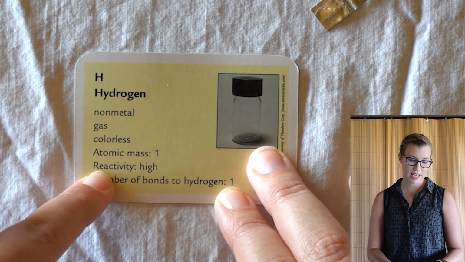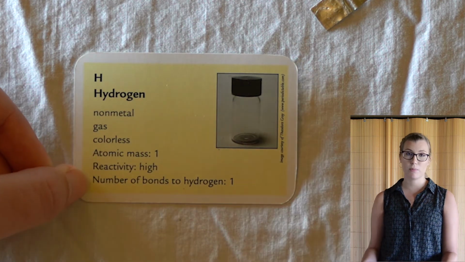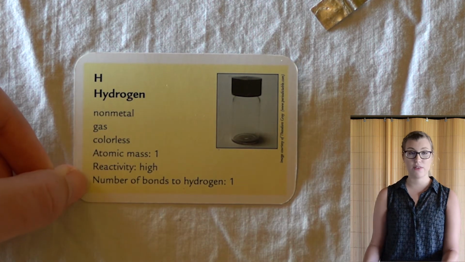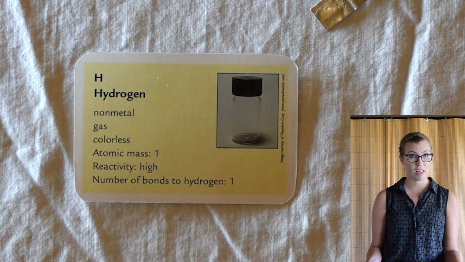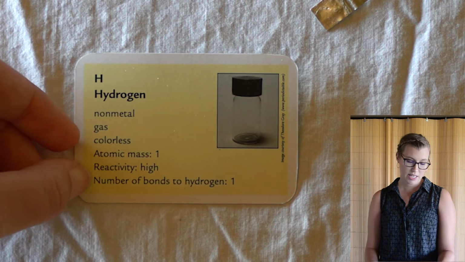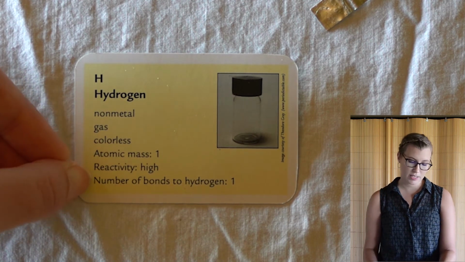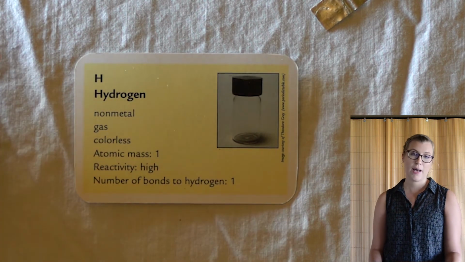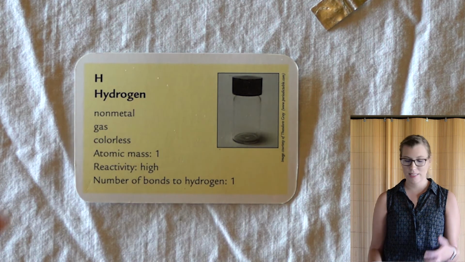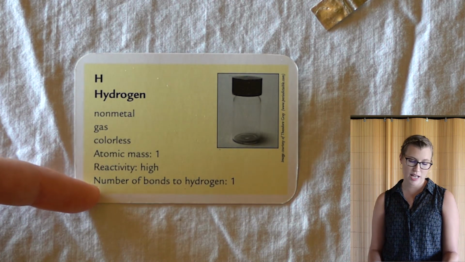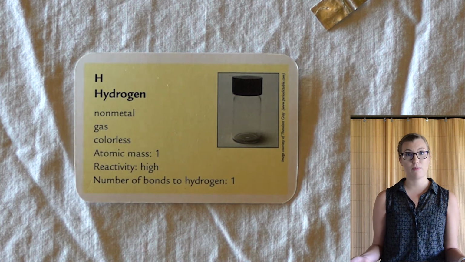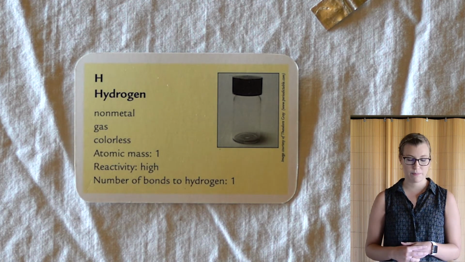And then the next 2 are going to be chemical properties. The first one is reactivity. How reactive is it when you put it with other elements chemically? And the last one is number of bonds to hydrogen. We'll get into that a little bit later, what a bond like that means. But as of right now, each element will have a specific number of bonds that it makes with hydrogen.